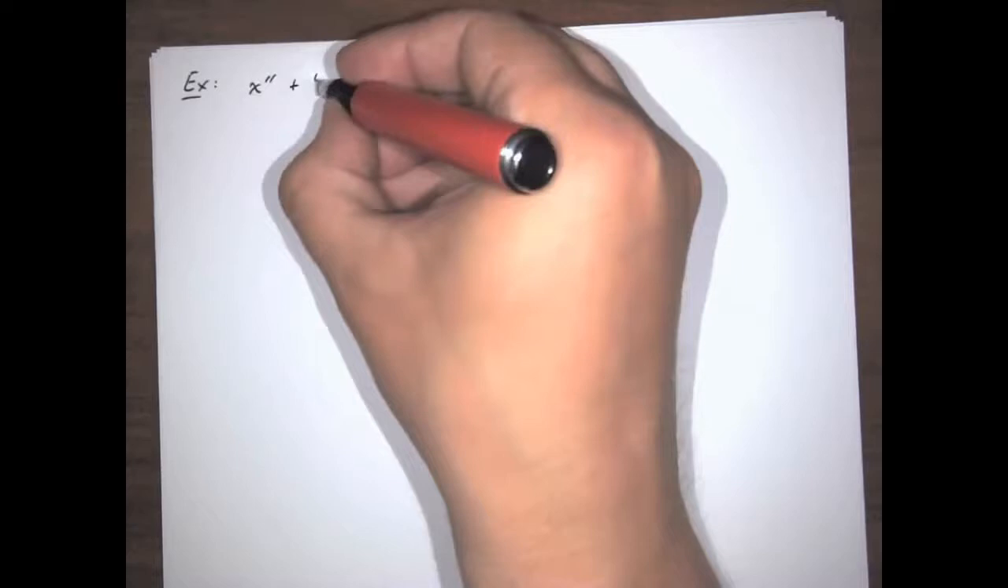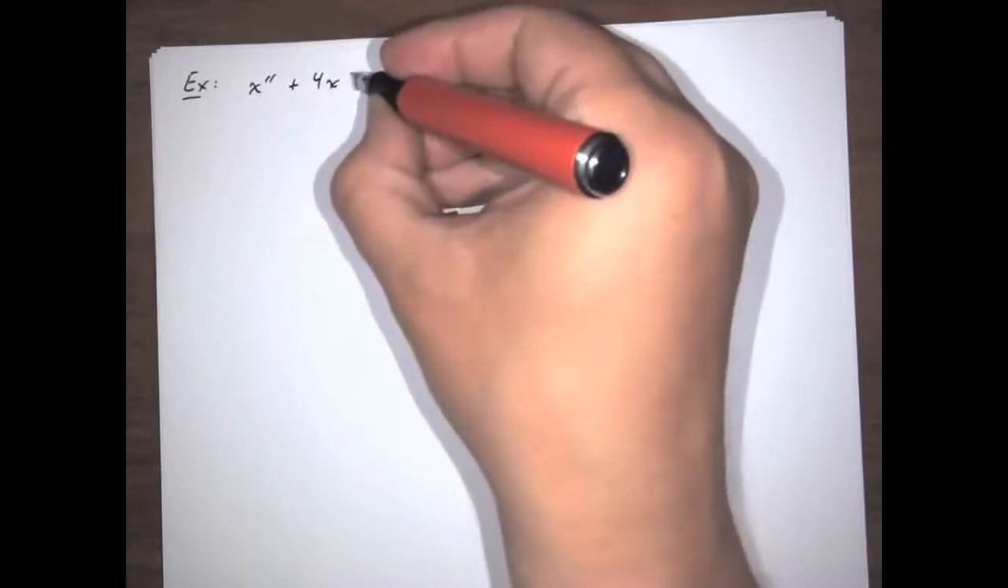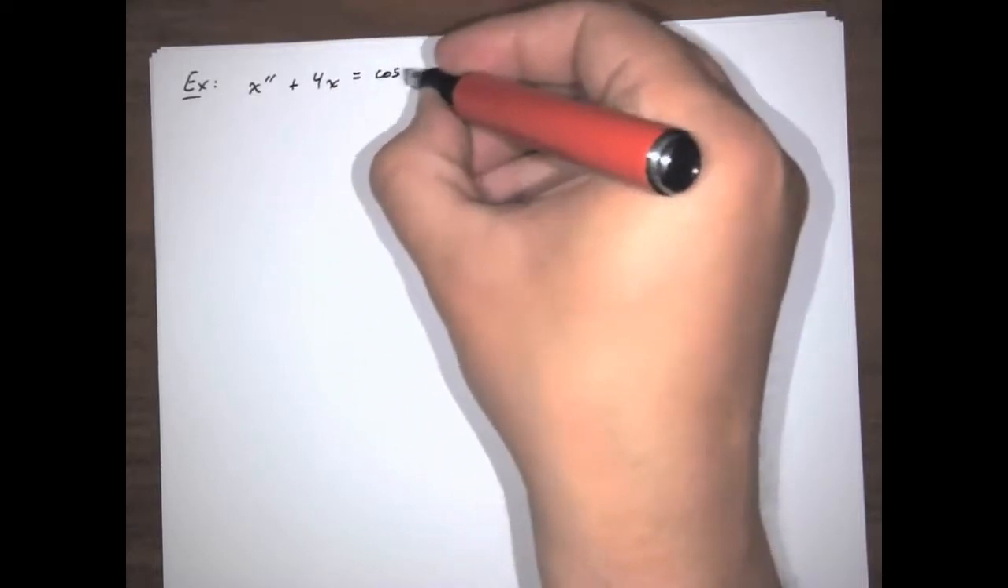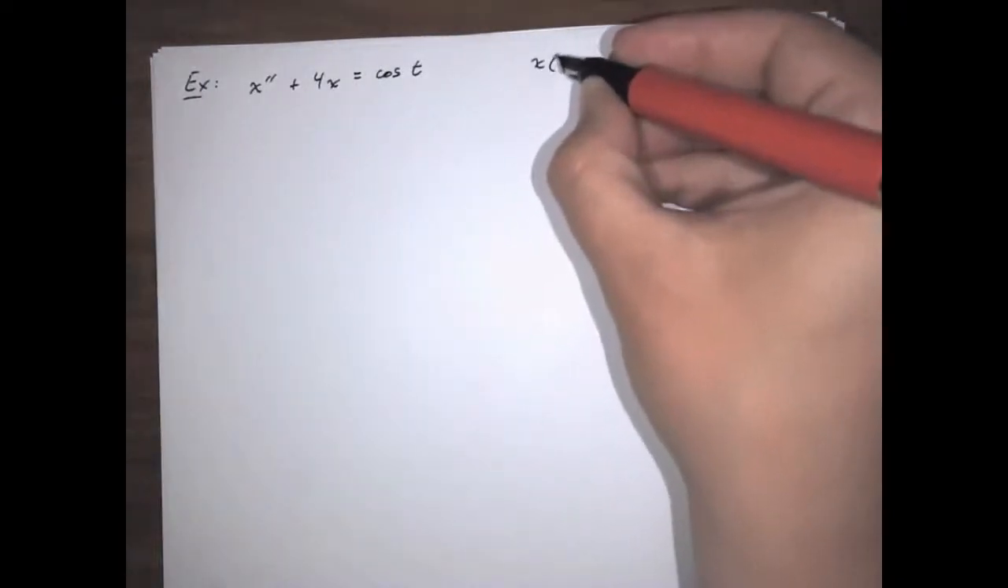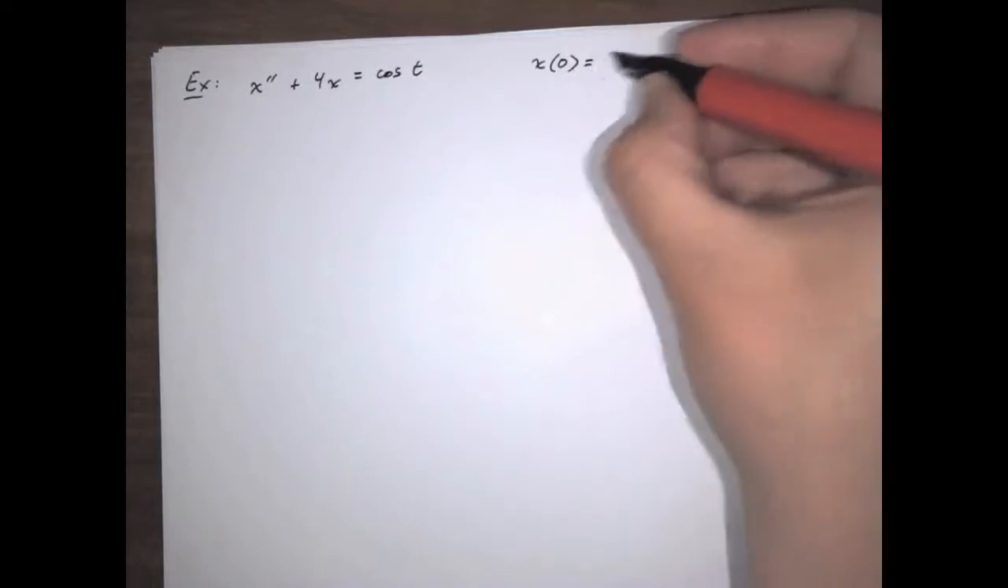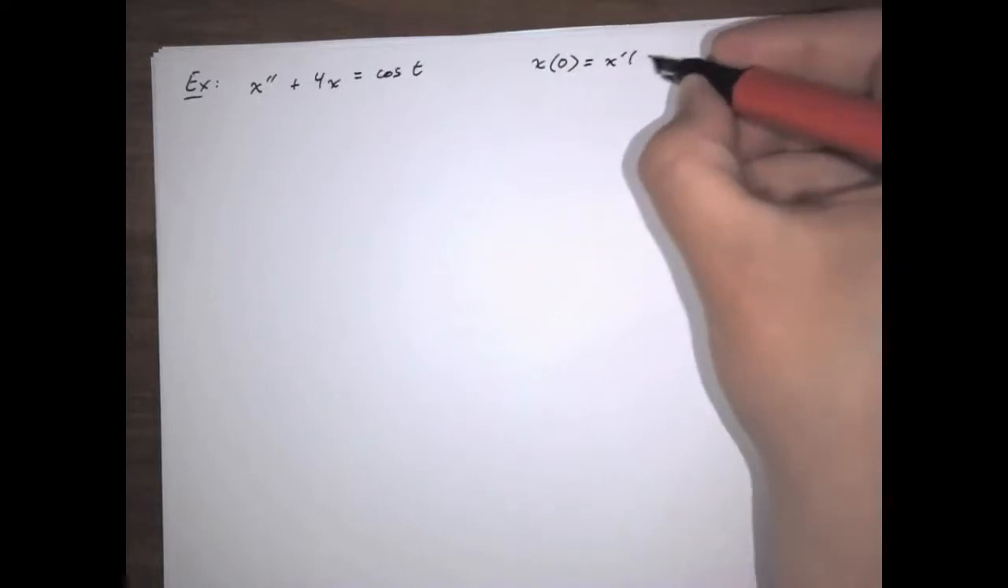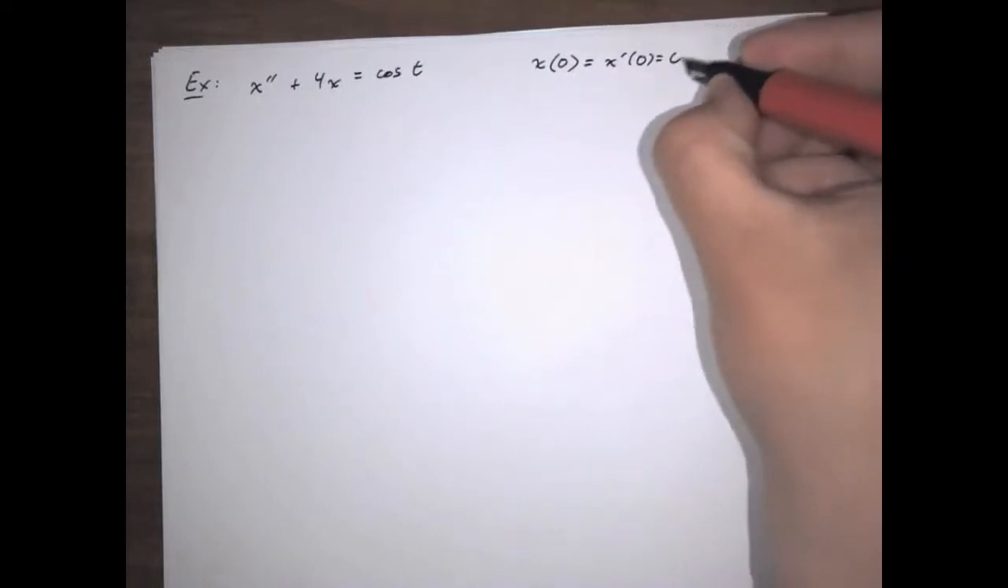Let's now look at a case where the partial fractions gets a little bit more intense. So here's another example. Let's say we have x double prime plus 4x is equal to cosine t, and then for initial conditions we'll say x of 0 and x prime of 0 are both equal to 0.